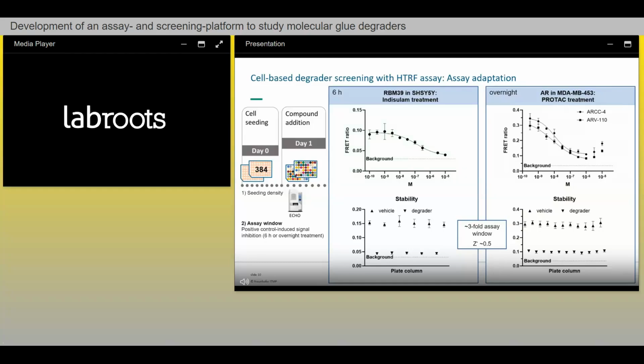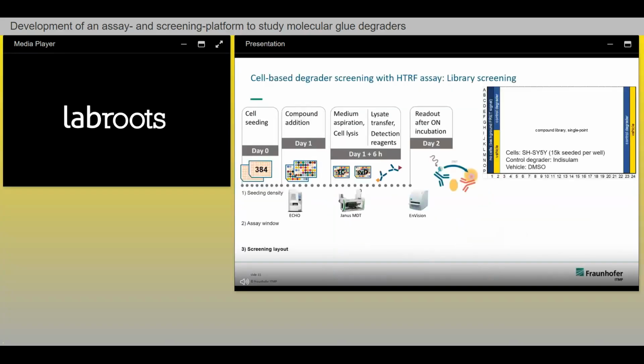If you're more from the field of biochemical screening assays, then you might aspire for higher Z prime values for the screening assay. But if you work in cell-based assays and try to really detect endogenous target, this is actually quite acceptable, I would say. So we were happy and moved on.